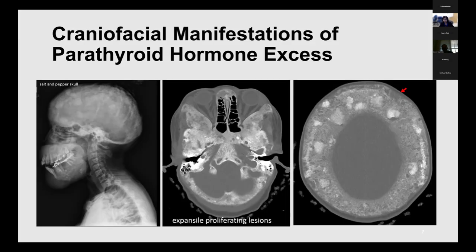And what these X-rays really tell us is that these patients appear to have a predominant proliferating or expansile effect on bones of the craniofacial skeleton, but a predominantly lytic effect on the long bones that undergo endochondral ossification.